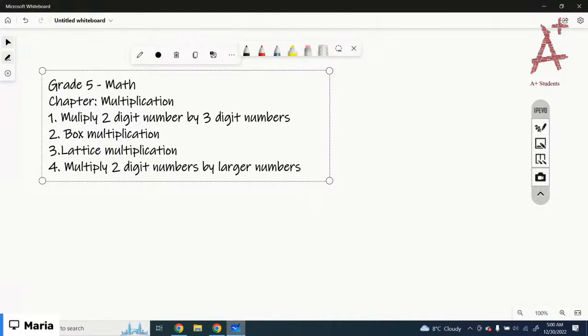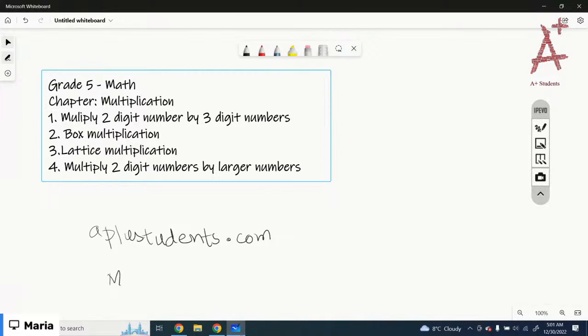So we're going to start with grade 5 maths. You can find all the lessons on aplusstudents.com. You have to log in there using your email address, and the password is provided by the administrator. Then you have to select math from the subject tab, then scroll down to grade 5. Then click on view all lessons. There you can find a list of the chapters. We're going to start with the chapter multiplication.